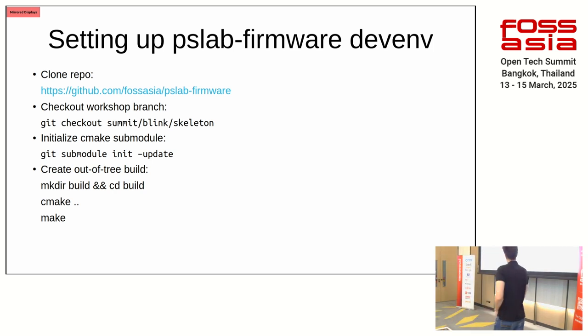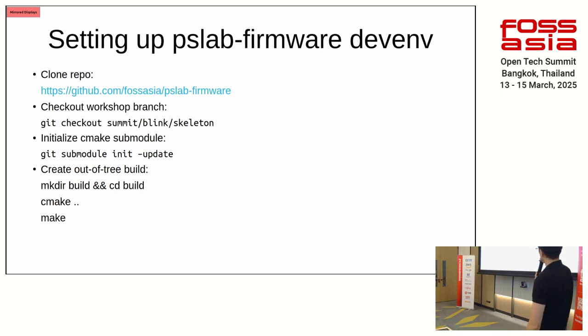Once you've installed those things, then again, time to clone the repository. Same thing here. There is a branch called summit/blink/skeleton, which has the beginning of the exercise code, which you can use as a foundation. You will need to run git submodule update --init. That sets up a CMake submodule, which is required for the build. And then you build it like that.